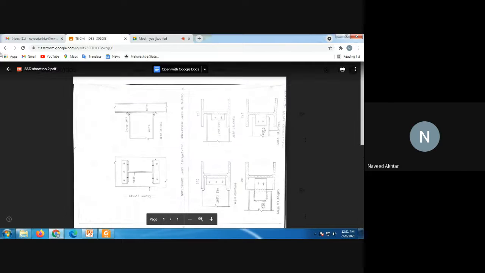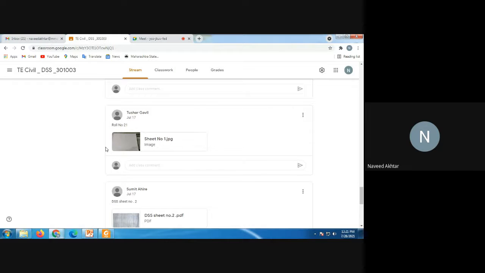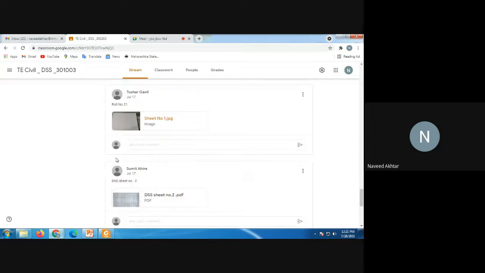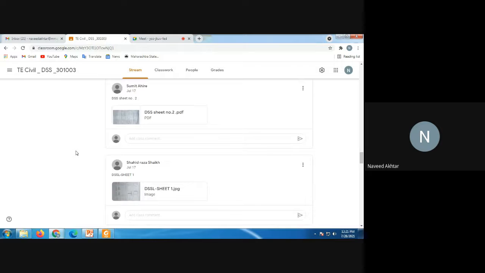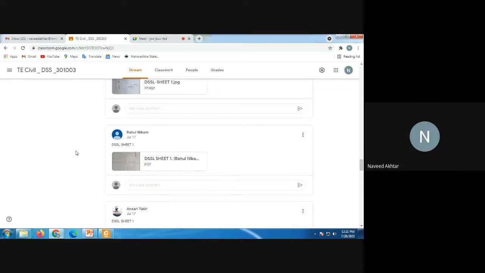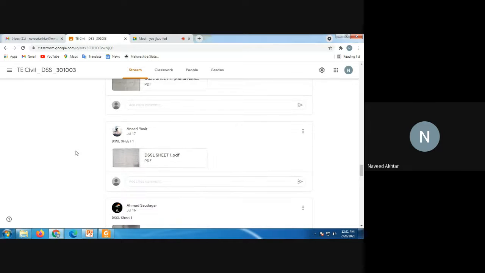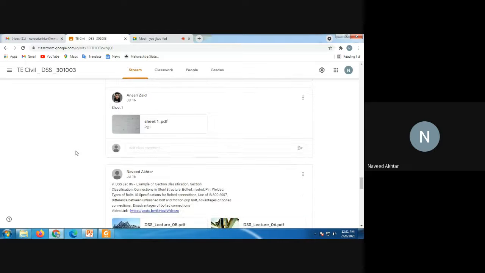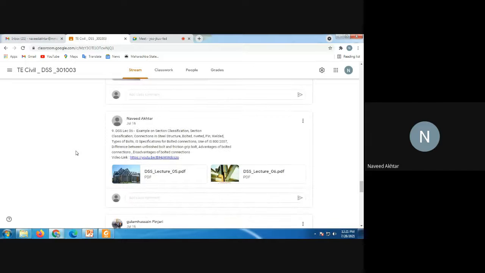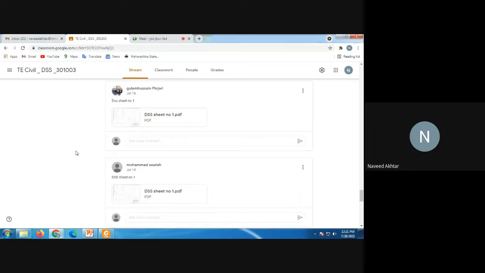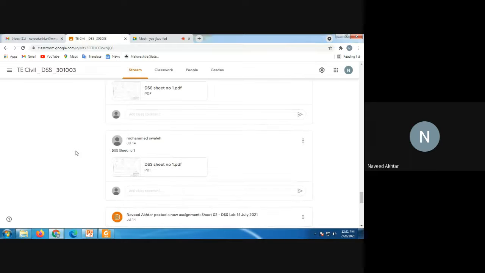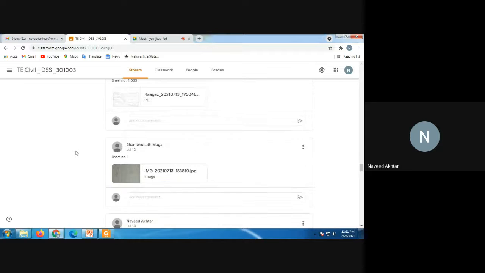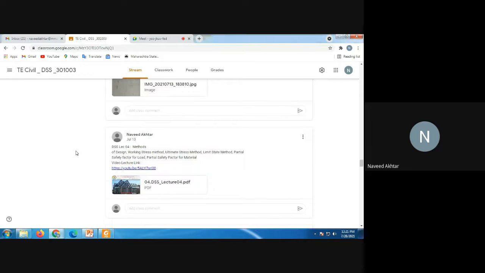Okay. And Tushar Gauli, sheet number 1. Very good. And Sumit Ahire, as I said, Shahid Raza, Rahul Hikam. Many students have submitted, but they are not submitted properly as required. Gulam Hussain Punjari, sheet number one. Sorry, sheet number one. Sumit, I have already downloaded.